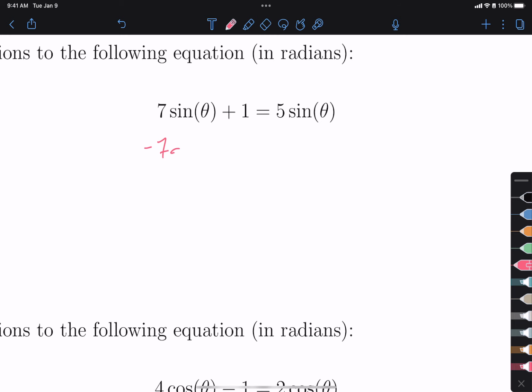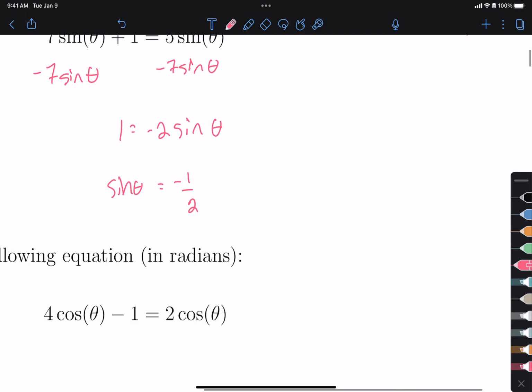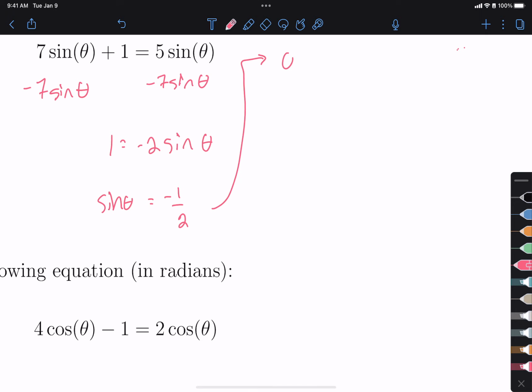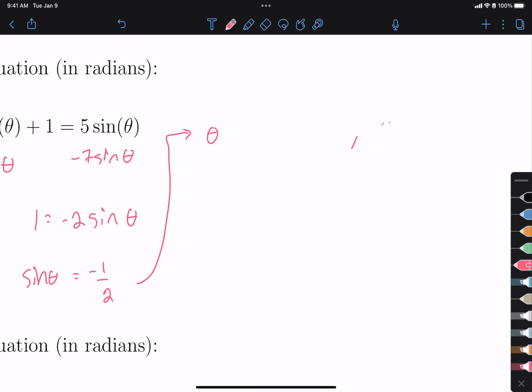For this first one, if we subtract 7 sine theta from both sides, right, we're going to get 1 equals negative 2 sine theta, which means that sine theta is negative 1/2, right? So then I want you to look on your unit circle and find all theta values where sine of theta is 1/2, or negative 1/2, okay? So once you do that, you should get that theta is equal to 5 pi over 6. And also you should get that it's equal to 7 pi over 6, right guys?